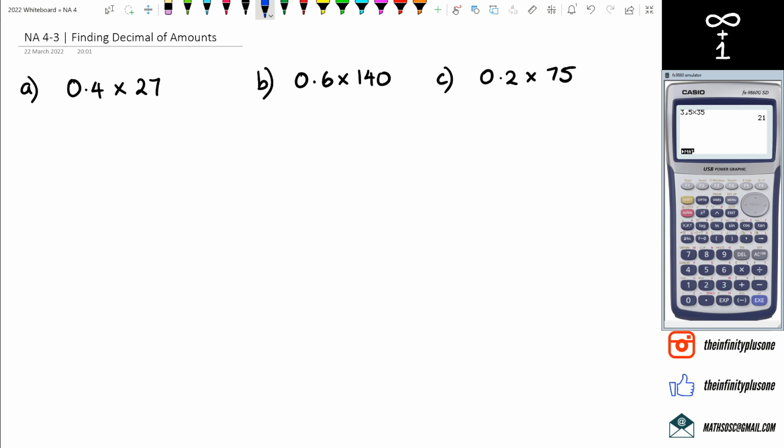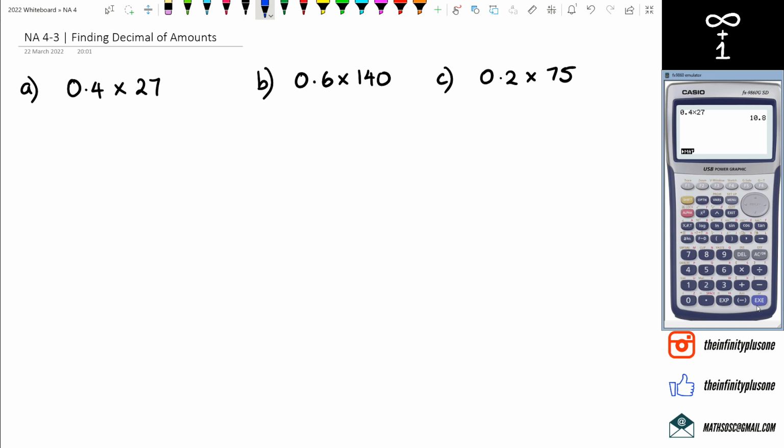Hey guys, in this session we're going to be looking at finding decimals of amounts, and I've got my calculator here just to show you how to do it on the calculator as well. It's fairly straightforward with the graphics calculator. You've just got 0.4 multiplied by 27, and that's equal to 10.8. But how do we do this without a graphics calculator or without any sort of calculator?